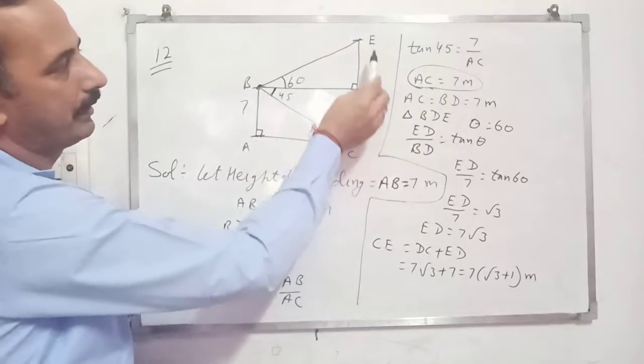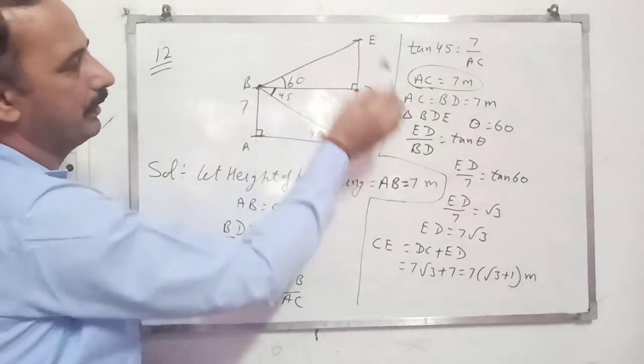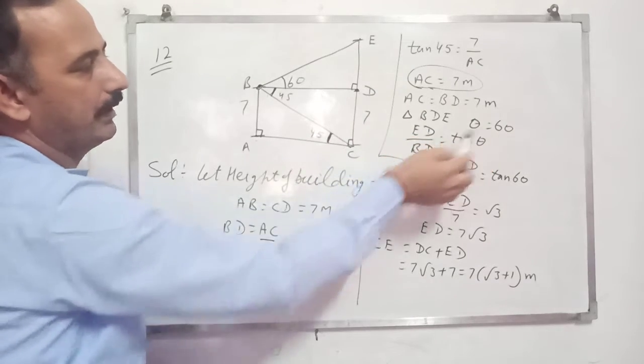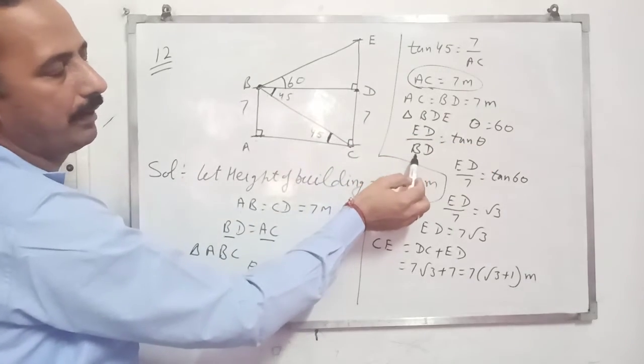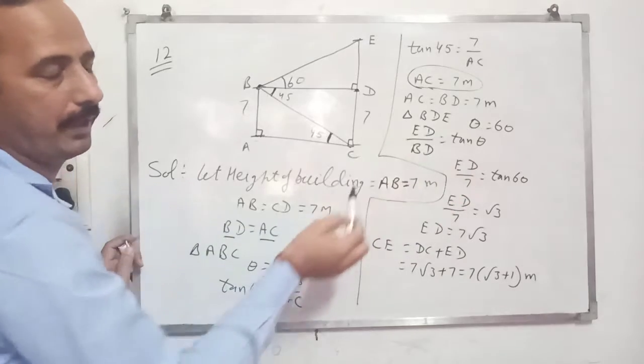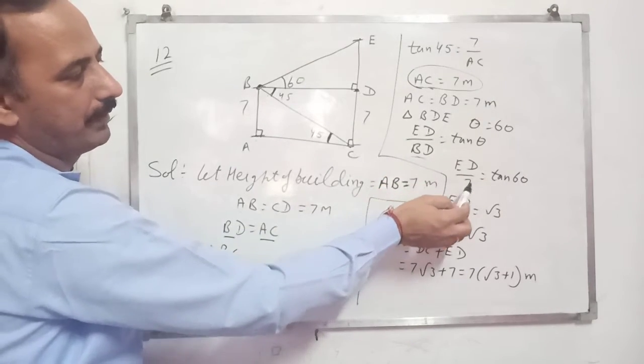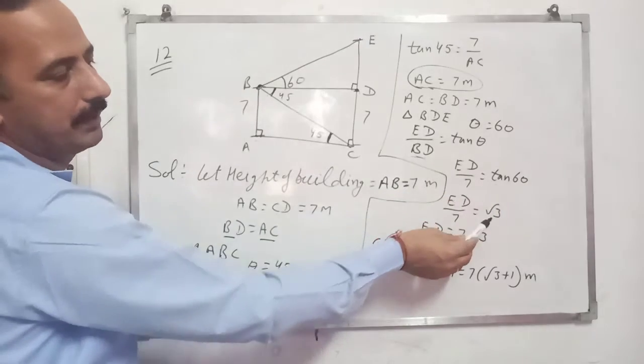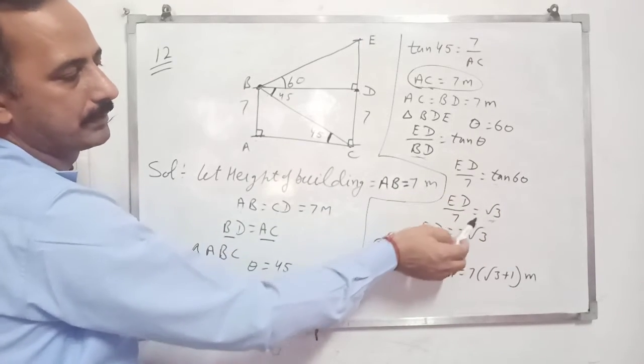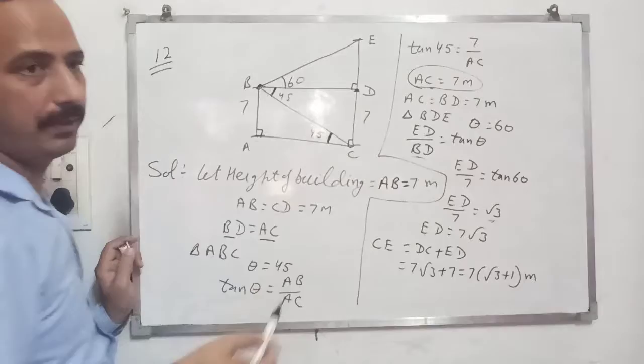So another triangle we can use is BDE. In BDE, theta is 60 degree, ED upon BD, that is tan theta. So ED upon 7, BD that is 7. So tan 60 becomes root 3. So ED becomes 7 root 3.